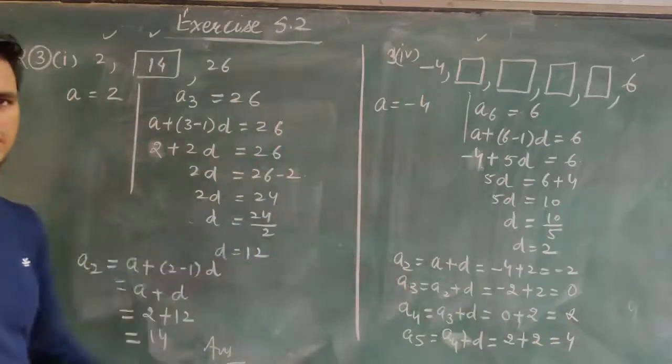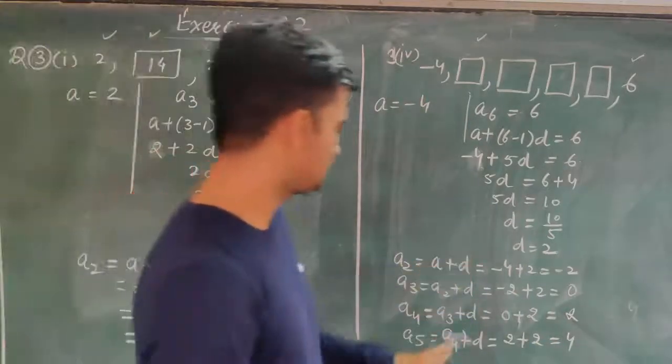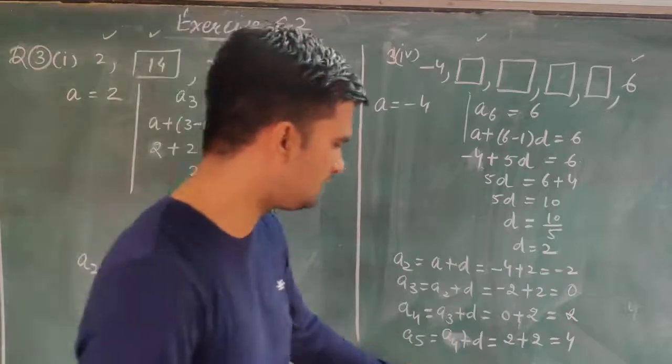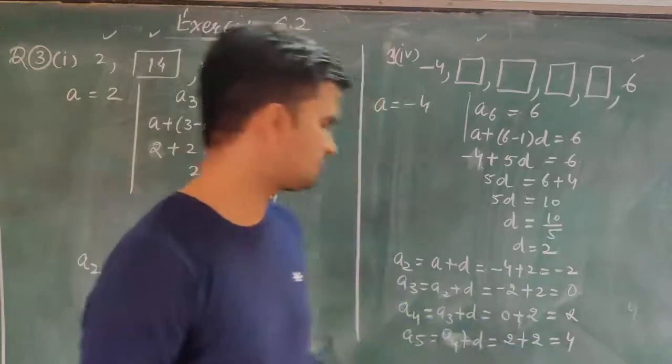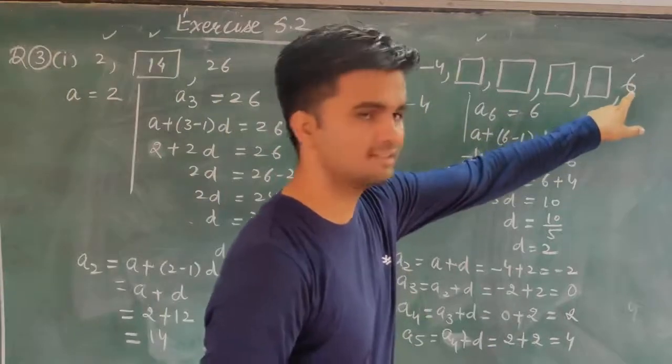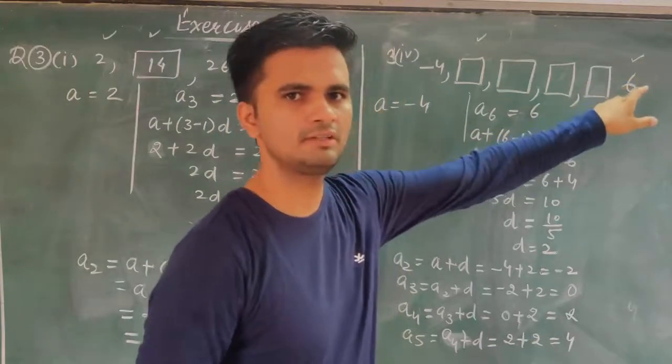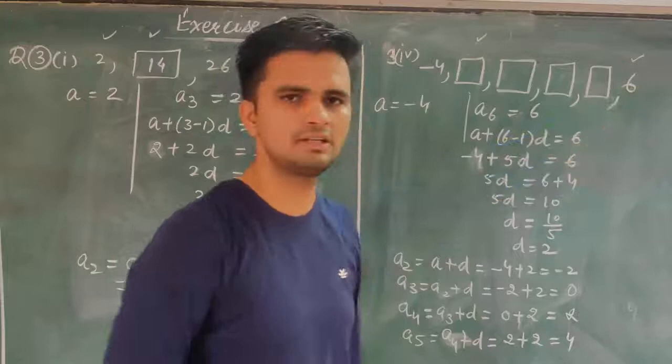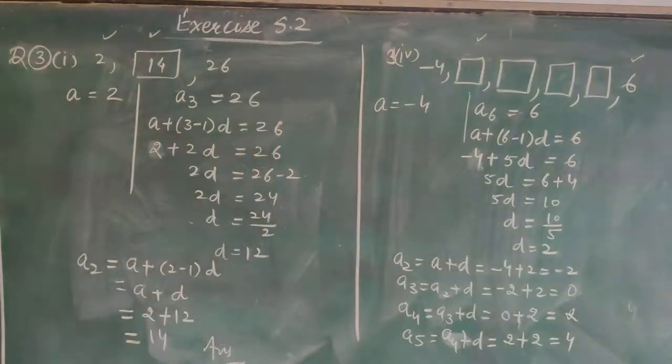And you can check your answer in this way also. See, A6 will be A5 plus D. It means 4 plus 2, 6. And see here, 6 is the sixth term of this series. Right? It means our answer is correct. Now come to the next question.